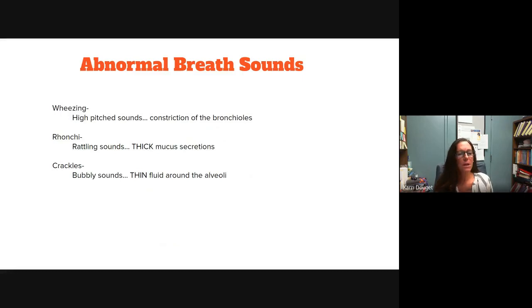Crackles or rales, think of it as thin. It's more like whenever you blow into milk or bubbles, and it makes that thin, watery sound. So bronchi is thick mucus. Crackles or rales are like thin water.